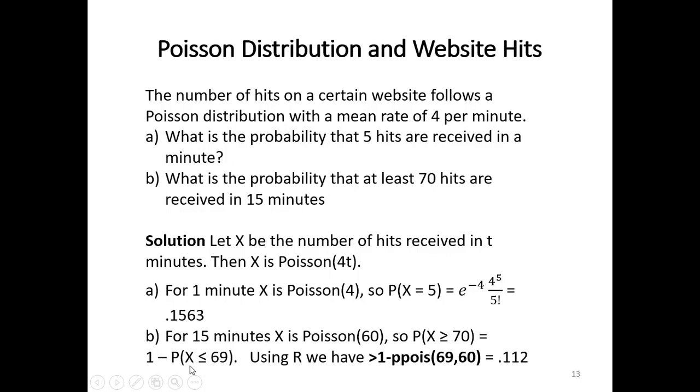So this could be hard if you did it using the formula, right? It's ridiculous if you did it using the formula. You can't use a table. So here's an example of a problem where you have to use technology. We would solve something like this using R. It would be 1 minus the cumulative version of the Poisson formula, 69, 60. We would get 0.112.